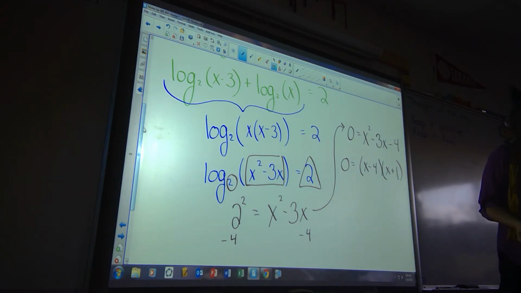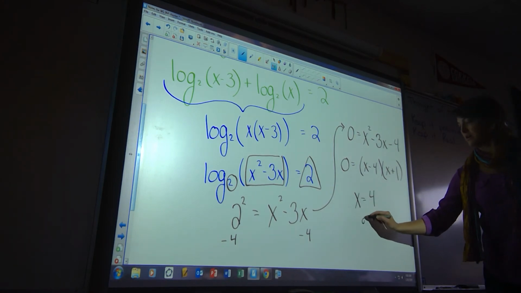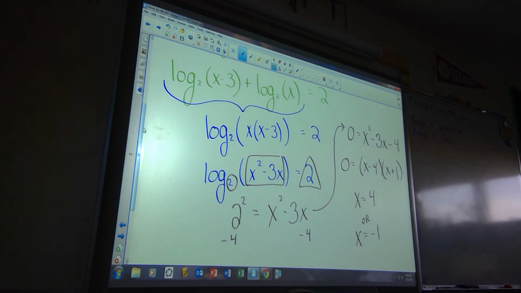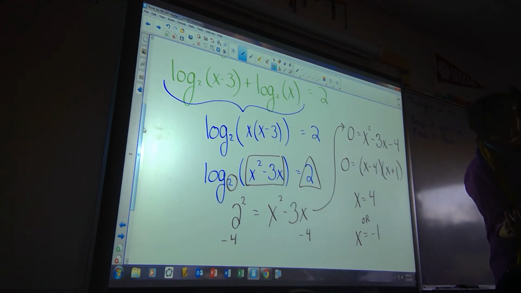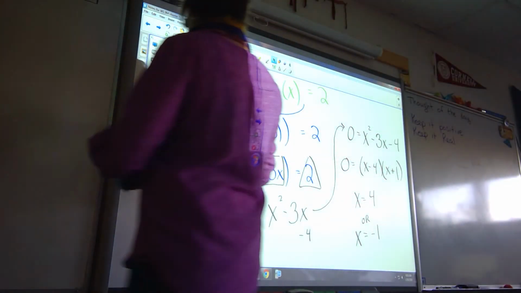So I've got 2 potential answers. x could be 4, or x could be -1. Sometimes they will both work. Sometimes neither of them will work. Sometimes one works and one doesn't. All right, so we're just going to check it back in the original.